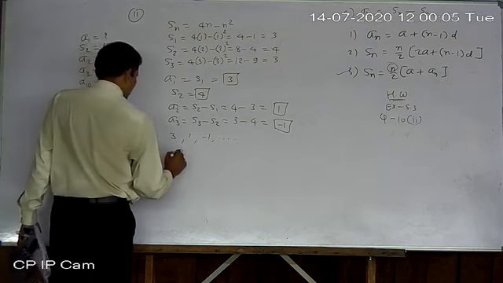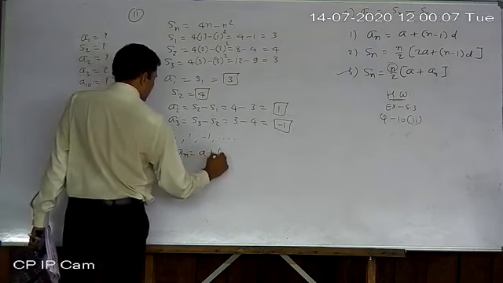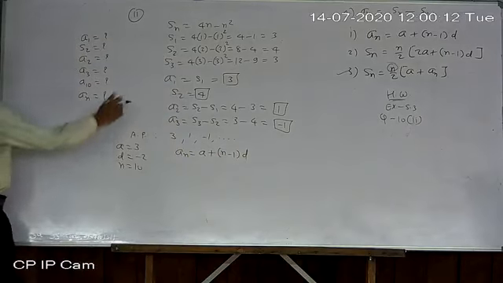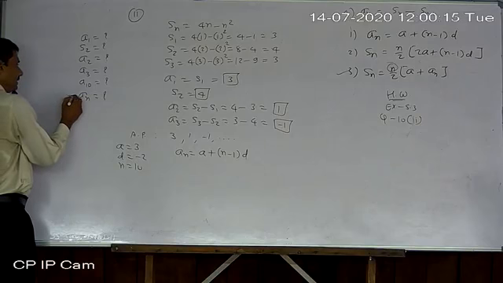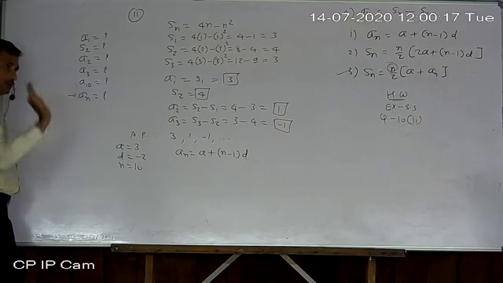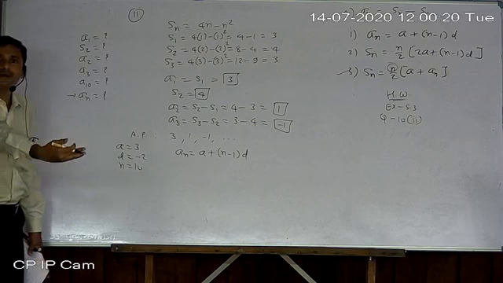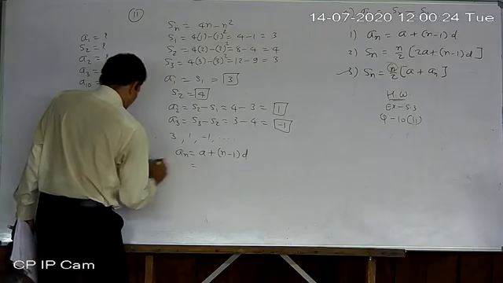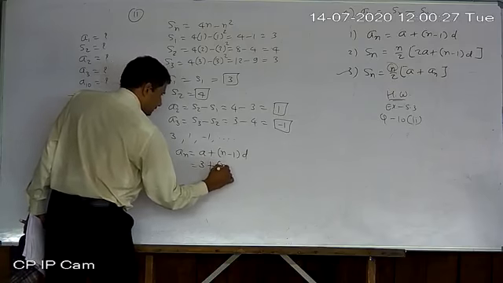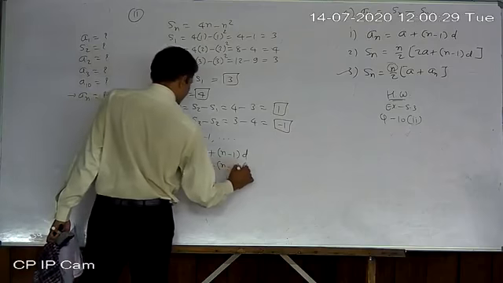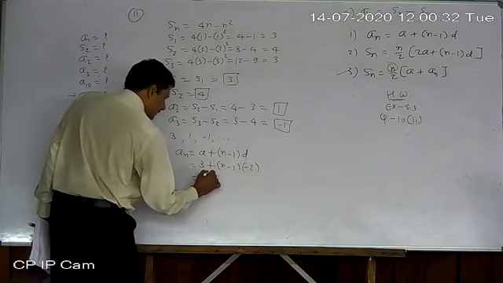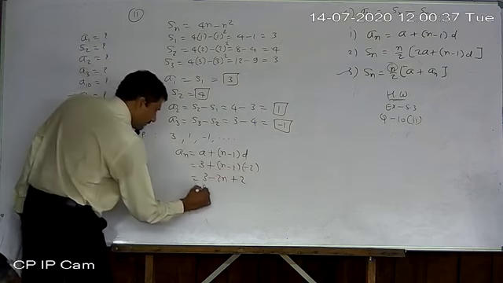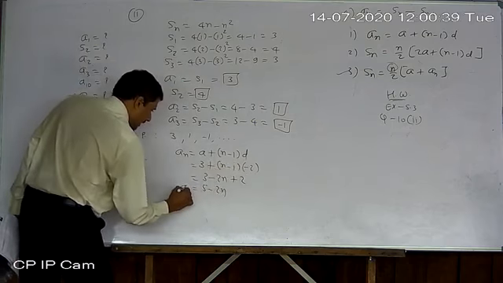So write down that AN equals A plus N minus 1 times D. But here we first find AN only and keep N as it is. Then we will put the value of N as 10. So now I am not placing the value of N first of all. So 3 minus 2N plus 2. Look here carefully. So it becomes 5 minus 2N. So that is AN.